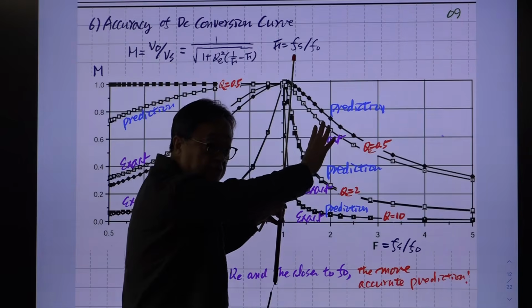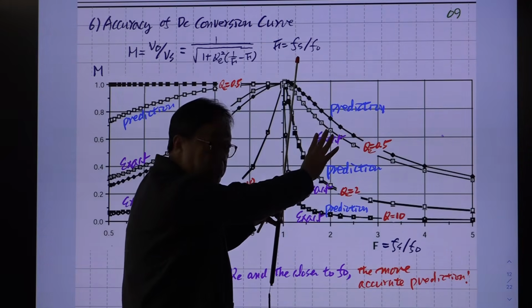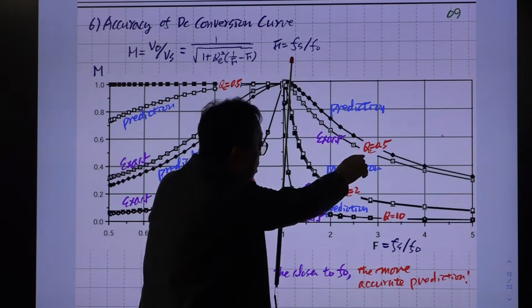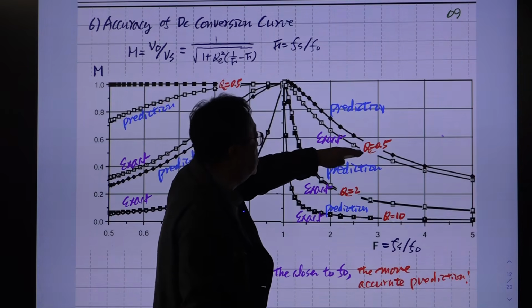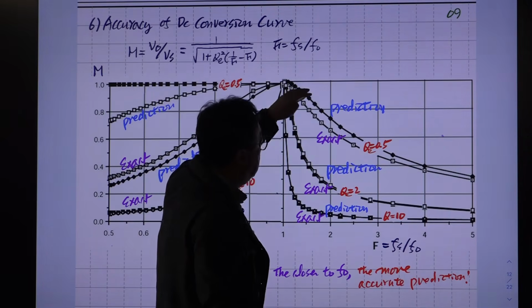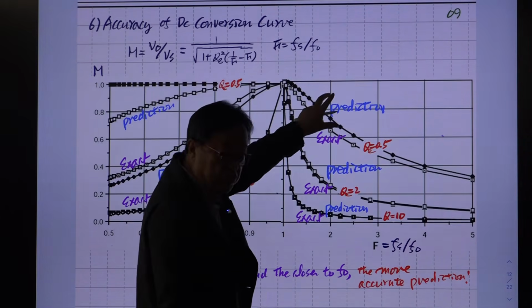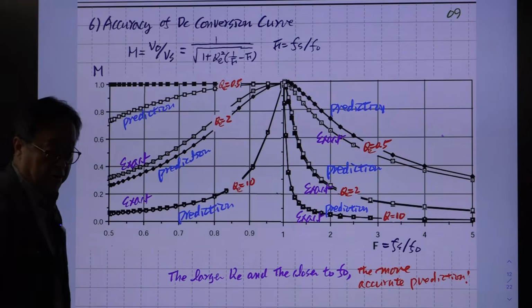This is the above resonant frequency operation, so you are having GBS here. Anyway, some deviation is coming up if you decrease this QE. If you further decrease this QE, like 0.2, then the difference will be larger, right?